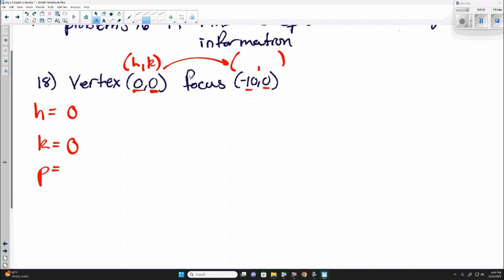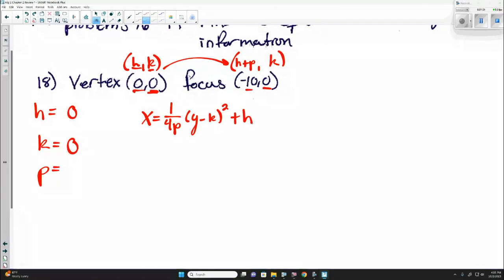Well, we can see that the k value is 0 here. It's still 0 here, which means we just have k. The h value is the one that changed. We added something to it. So that's going to be our h plus p. And if we compare it to the general form, the one that has a focus of h plus p comma k is our x equals 1 over 4p times y minus k squared plus h.